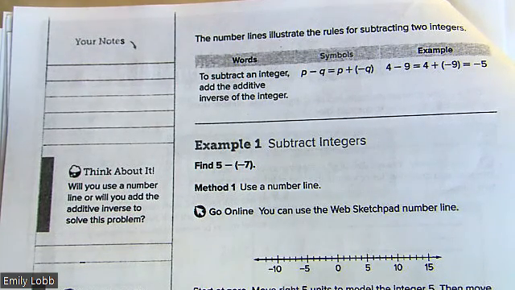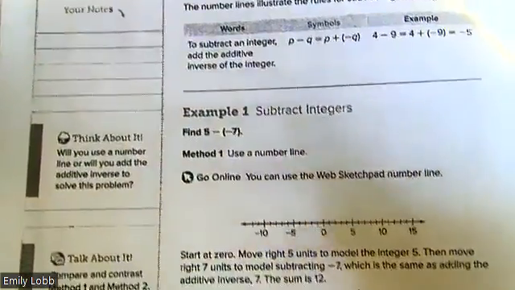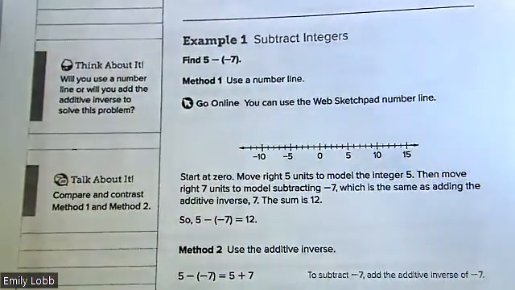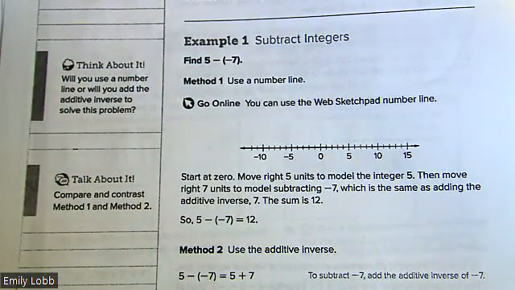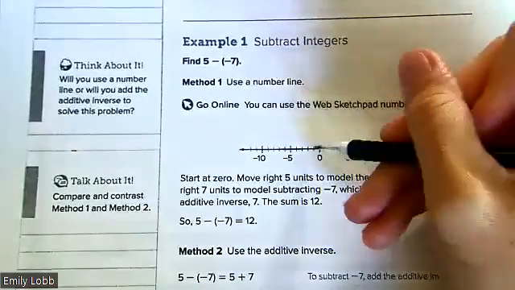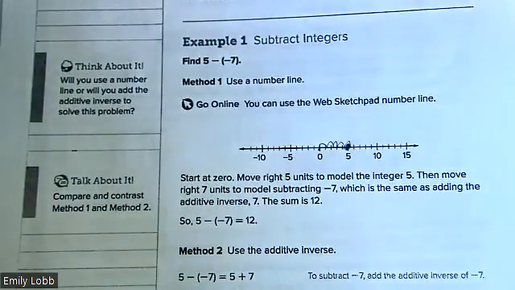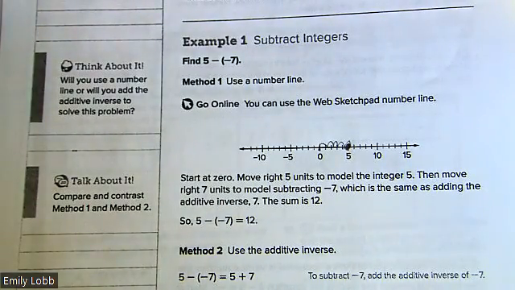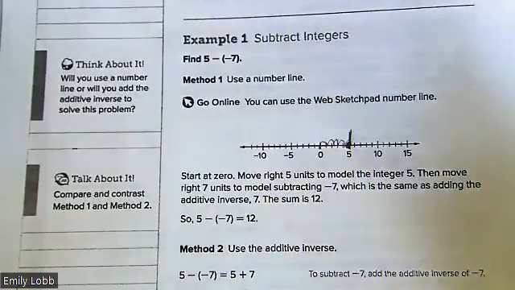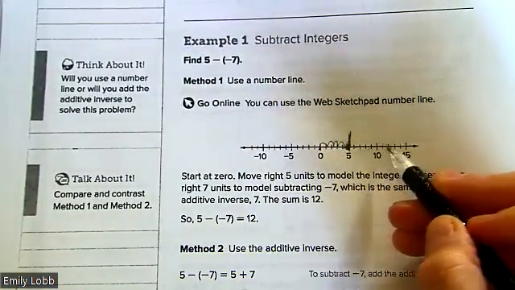Example 1. This is gonna get a little tricky. We start at 0. We have 5 minus a -7. I don't know why they like the number line with this. All right, so start at 0. Move right 5 units starting from 0. 1, 2, 3, 4, 5. We're at 5 now, right? Then move right 7 units to show subtracting a -7. So 1, 2, 3, 4, 5, 6, 7.